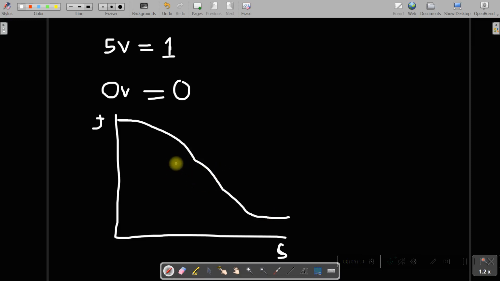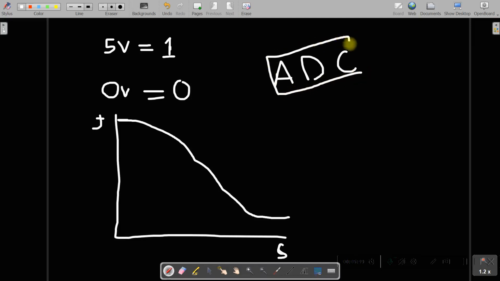This is an analog signal, and since your board only knows high and low, when you're taking readings from a temperature sensor that is experiencing this kind of data change, how does your board digitally interpret this data? So luckily for us, there's something called ADC. ADC means analog to digital converters. They're able to convert analog signals into digital form.